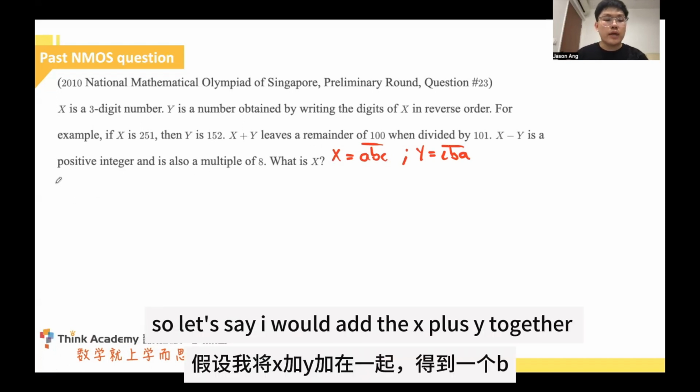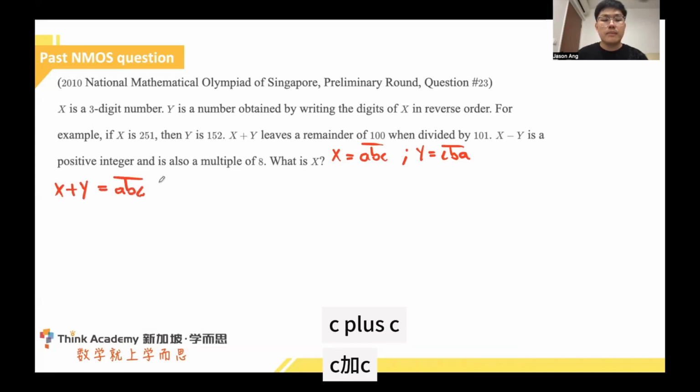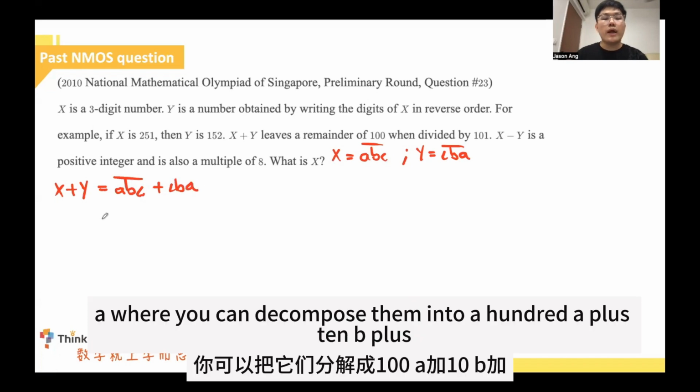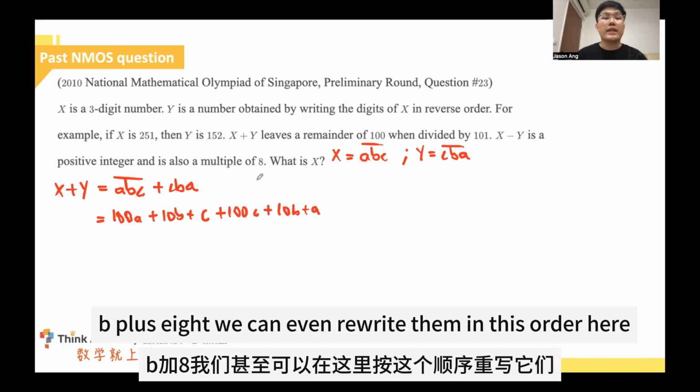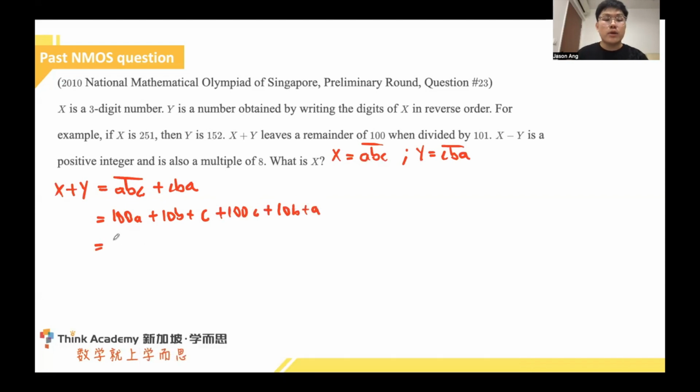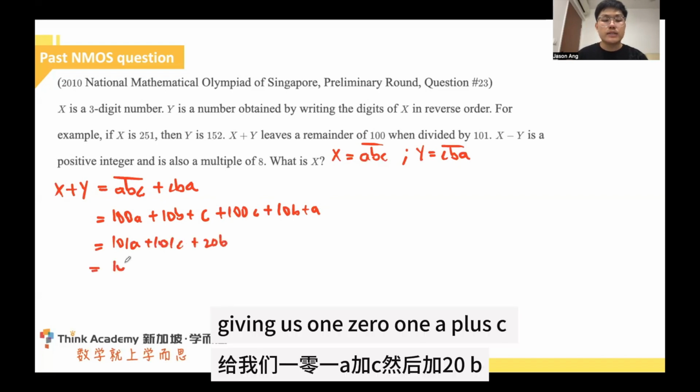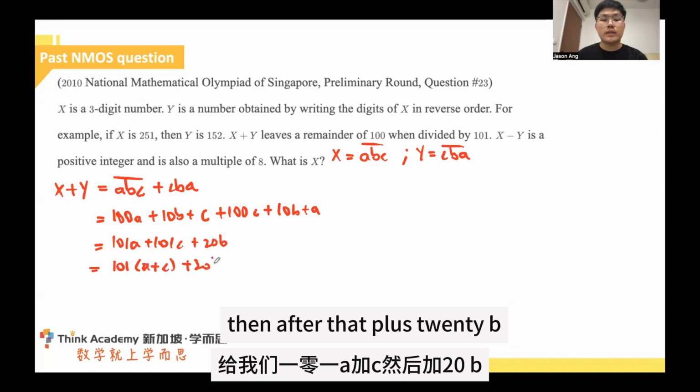So let's say I add X plus Y together, and it gives us ABC plus CBA, where you can decompose them into 100A plus 10B plus C plus 100C plus 10B plus A. We can even rewrite them in this order here: 101A plus 101C plus 20B, giving us 101 times (A plus C), then after that, plus 20B.